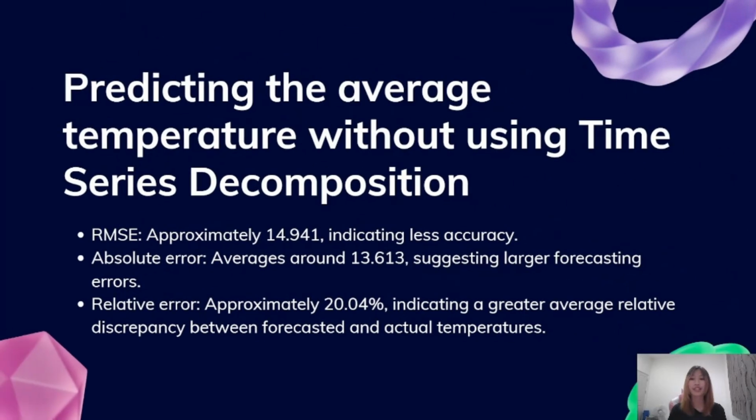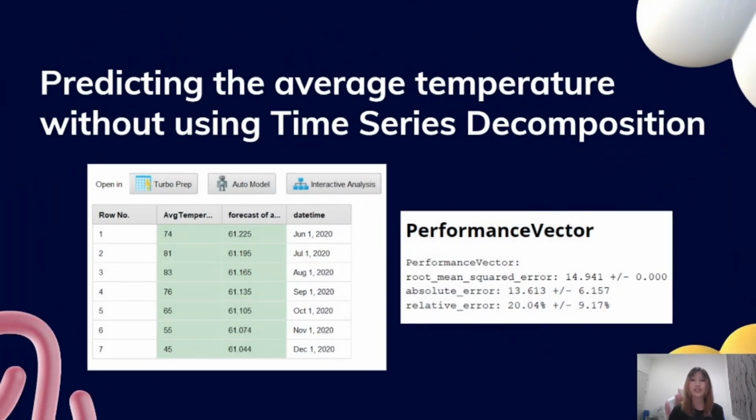Predicting the average temperature without using time series decomposition. You will see that RMSE is approximately 14.941. Absolute error is average around 13.613, and relative error is approximately 20.04%. Forecasting without decomposition results in higher forecasting errors, with a notable increase in RMSE, absolute error, and relative error compared to decomposition. This is the result of predicting the average temperature without using time series decomposition.